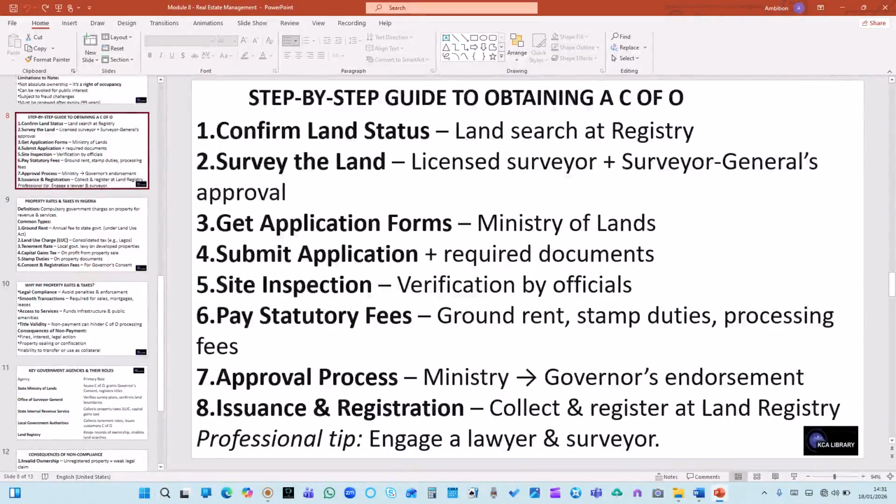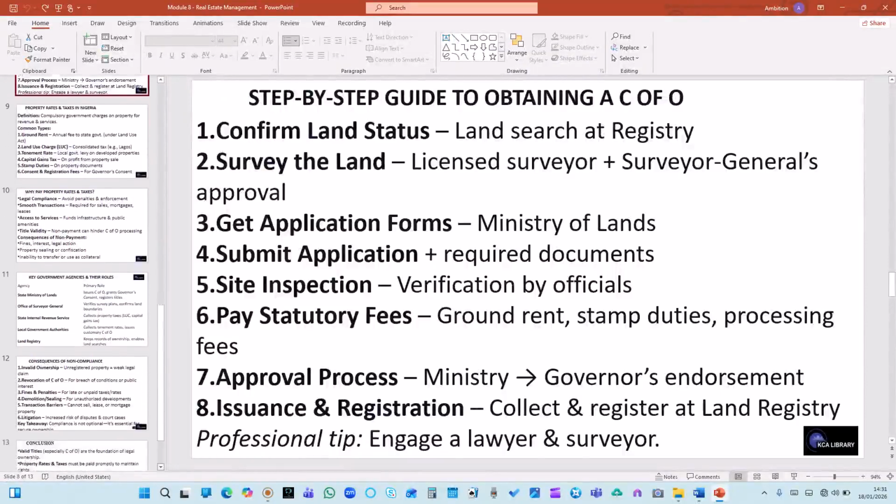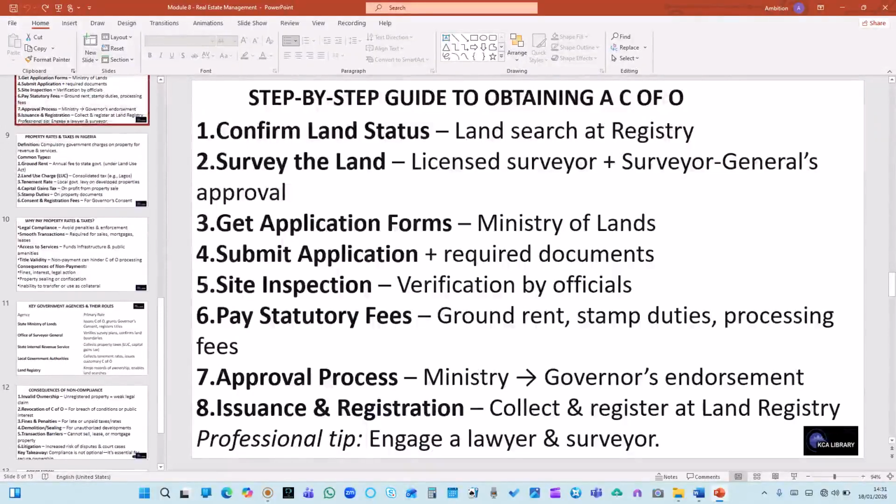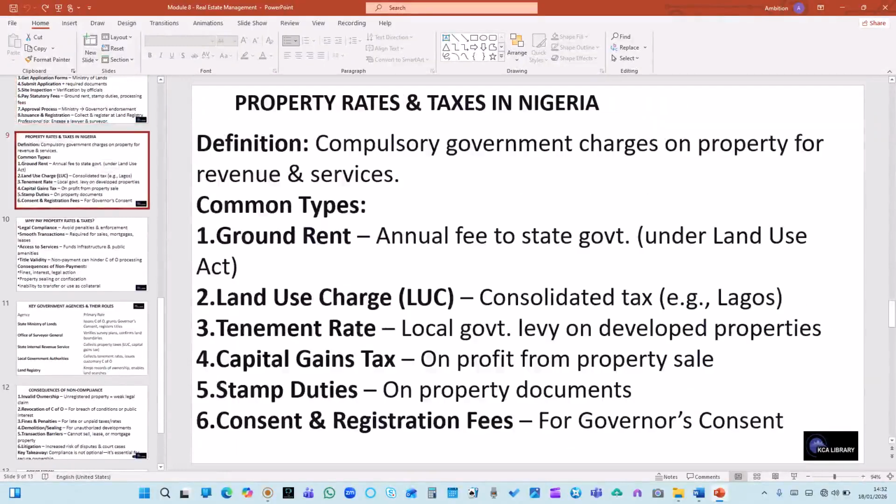Then professional tip: always engage a lawyer or a surveyor. So you must engage a lawyer or a surveyor while following these steps. So that is the step-by-step approach on how to get a C of O. Now let us look at property rate and tax in Nigeria.